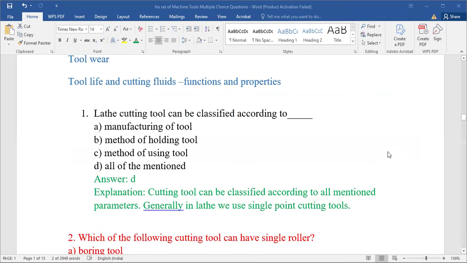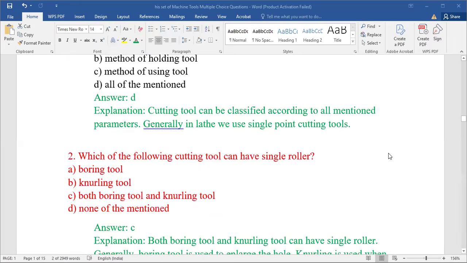See, next I will go for: lathe cutting tools are classified according to manufacturing of tool, method of holding tool, method of using tool, all of the mentioned. Answer is D. Cutting tools can be classified according to all the mentioned parameters. Generally in lathe, we use single point cutting tools.